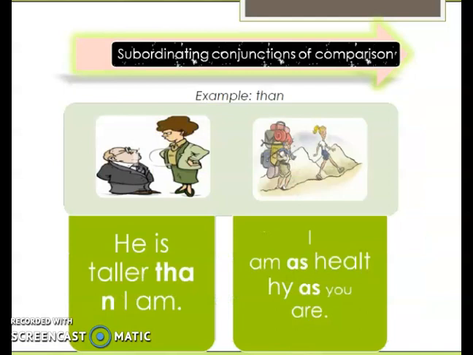Next we have subordinating conjunctions of comparison. For example, than. He is taller than I am. I'm as healthy as you are. Here the words as and than are subordinating conjunctions of comparison.